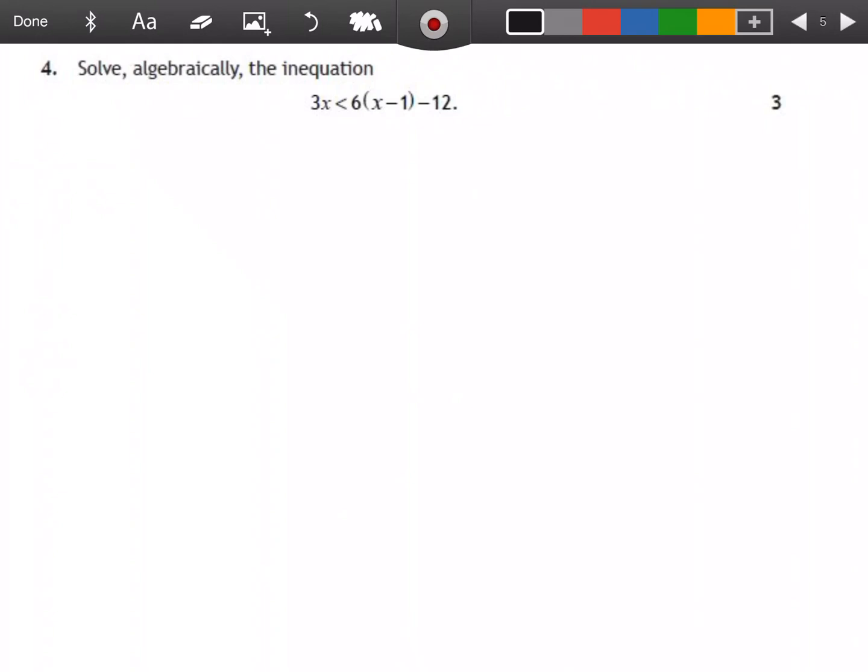Okay. Number 4. Solve the inequation or the inequality. I'd get rid of the brackets first of all. Multiply 6 times x. 6 times minus 1.